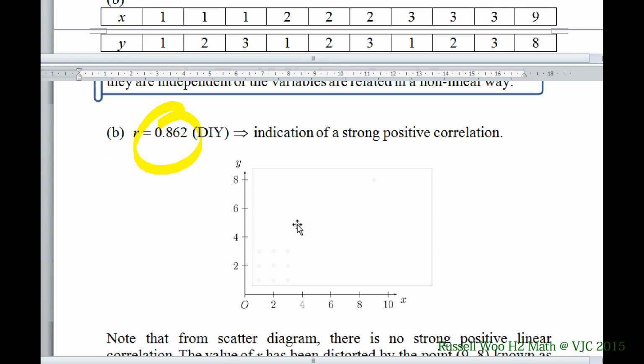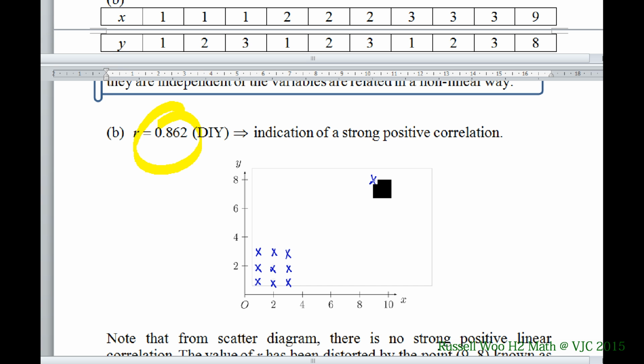Let's try, okay? 1, 1, I have a point here. Correct? 1, 2, I have another point here. 1, 3, I have another point here. Correct? Now 2, 1, I have another point. 2, 2, 2, 3. 3, 1, 3, 2, and 3, 3. I've plotted all the points all the way until here, 3, 3. Follow so far? Then we have a last point, 9, 8. All the way at the end.